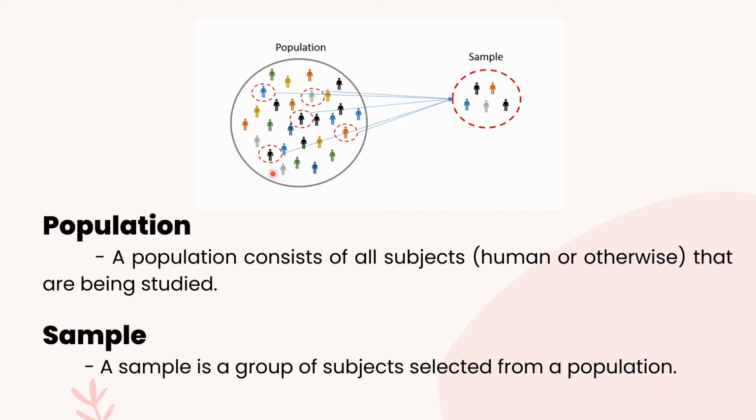So a population is greater or larger than the sample because a sample is just a subset or a part of the population. So the members of the sample are taken from the members of the population. So when we say population, a population consists of all subjects. It can be human or otherwise that are being studied. However, when we say sample, a sample is a group of subjects selected from a population.